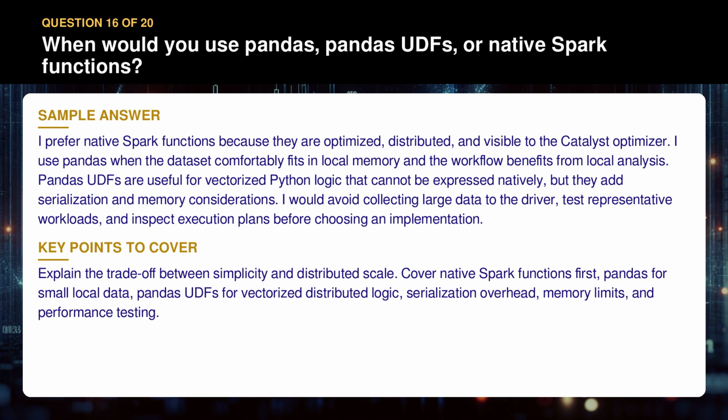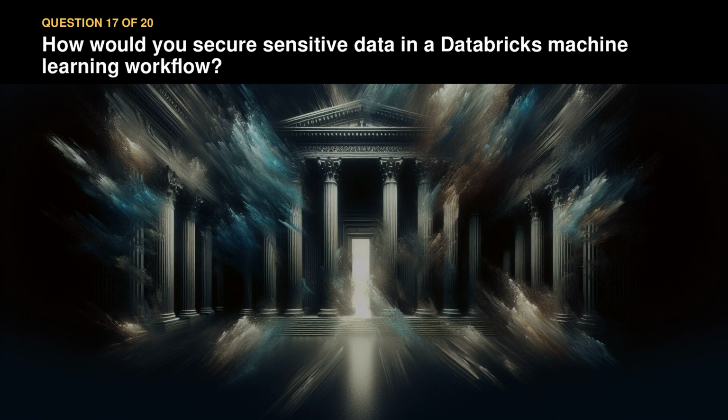Explain the trade-off between simplicity and distributed scale. Cover native Spark functions first, pandas for small local data, pandas UDFs for vectorized distributed logic, serialization overhead, memory limits, and performance testing.